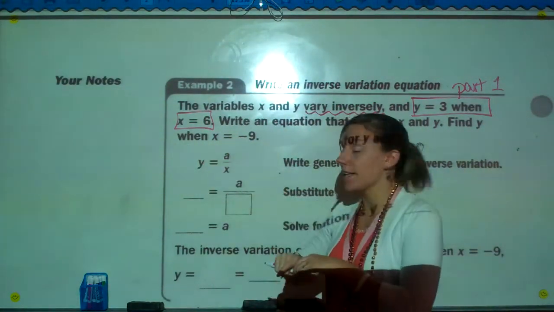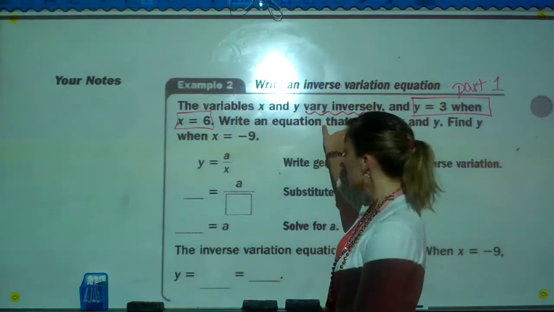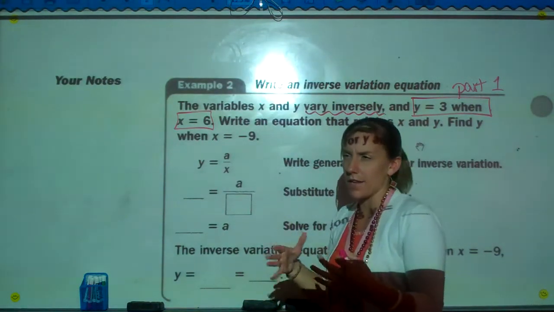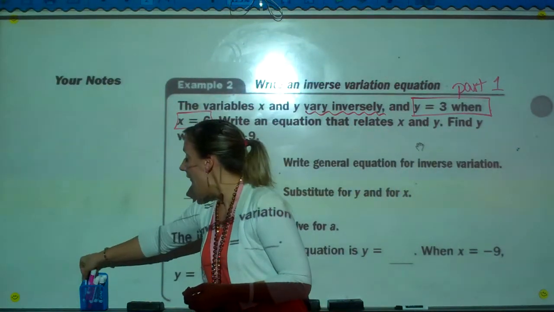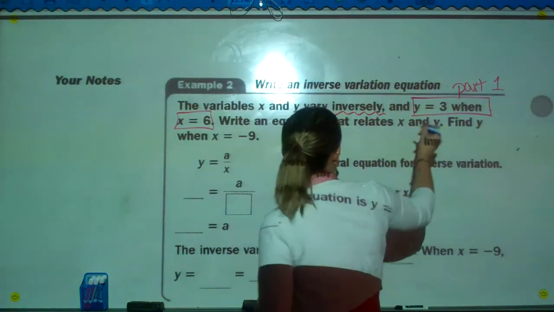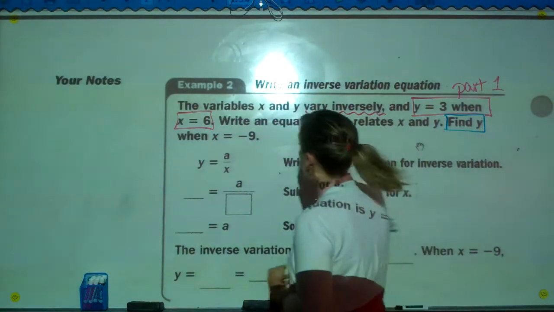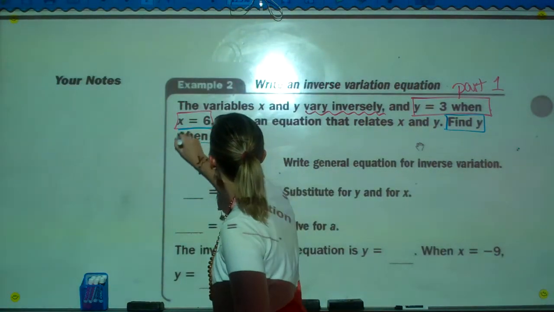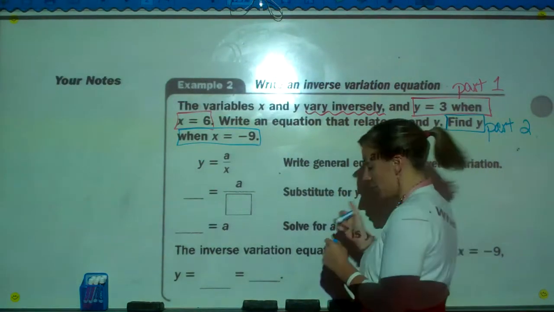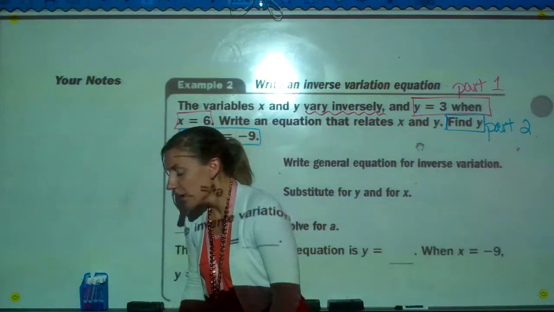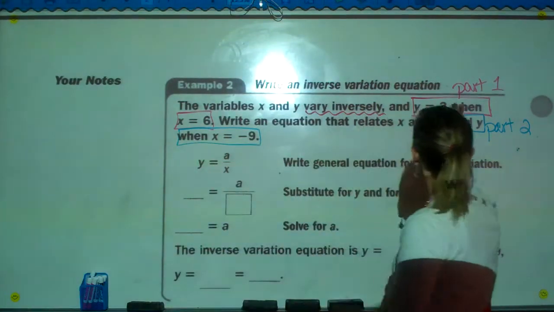when x equals -9. So the equation is what we usually find. Sometimes they ask for something else, but a lot of times it's the equation. And then part 2 is always answering the question of finding something else. So this blue part is part 2. So let's first look at what we have.